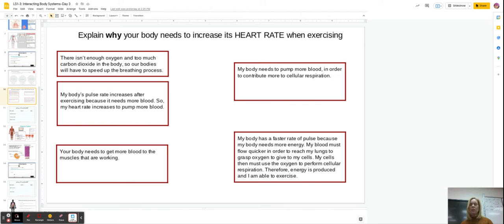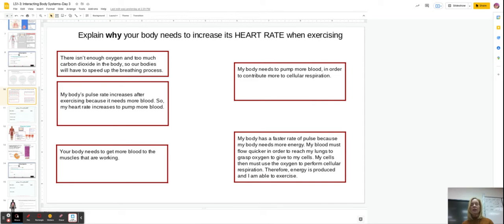Some talked about how there wasn't enough oxygen and needed to get rid of carbon dioxide, and so that's why they needed to speed up the breathing process. Further on, it talks about my body's pulse rate increased during exercise or after exercise because I needed more blood, so my heart increased pumping the blood. The third example, your body needs to get more blood to the muscles to get them working. Although these are all correct, I want to move you closer to the most correct answer. So the thinking on these was good, but I want more.